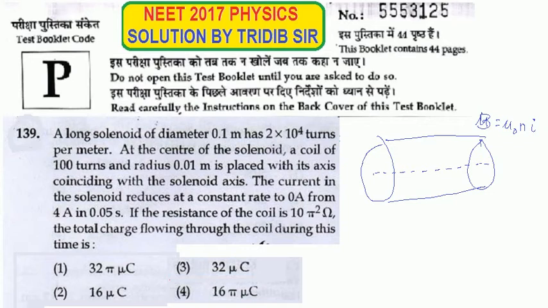Then it is said in the question that you put a coil like this such that the axis of the coil is along the axis of the solenoid. When the current in the solenoid changes, that means this I changes, so definitely B will also change, so that will make a change in the magnetic flux.